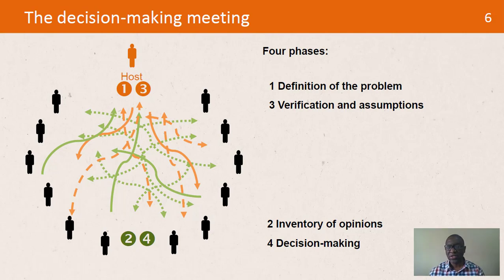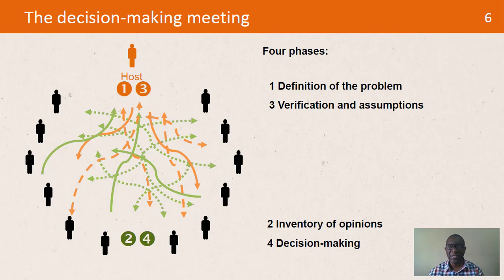The decision-making meeting. As the name suggests, a problem-solving or decision-making meeting is intended to solve a problem and or make a decision on a problem. Solving a problem or deciding in a group implies the adoption of a certain methodology consisting of 4 phases.